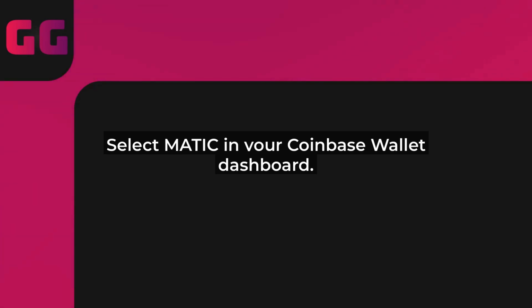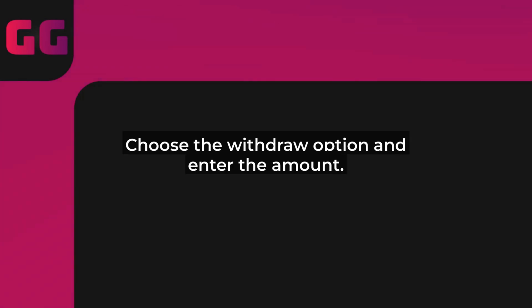Step 1. Open your Coinbase wallet on your app or website and log in securely. Navigate to your wallet dashboard and select the Modic asset from your portfolio. Step 2. Click on the Withdraw or Send button next to Modic. You'll need to enter the withdrawal amount. Don't forget to leave some for network fees.